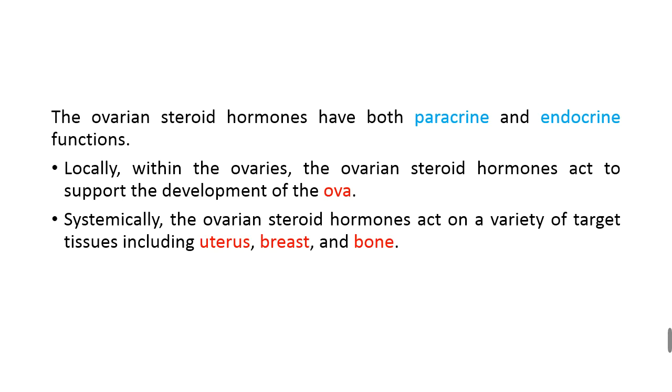The ovarian steroid hormones have both paracrine and endocrine functions. As you remember, what is the paracrine function and the endocrine function? Locally, within the ovaries, the ovarian steroid hormones act to support the development of ova, and systemically, the ovarian steroid hormones act on a variety of target tissues, including the uterus, breast, and bones.